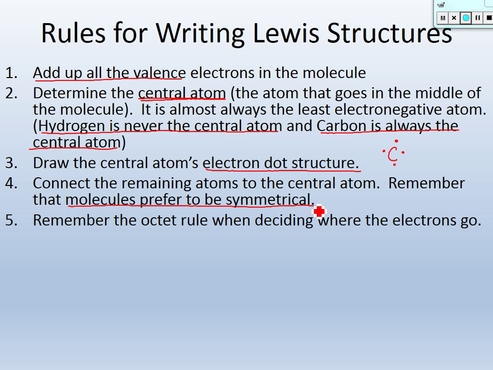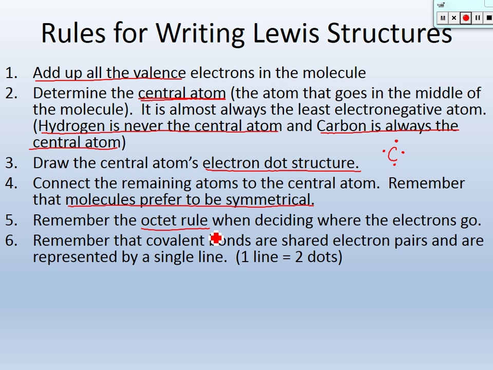Number 5, remember the octet rule. So underline octet rule when deciding where the electrons go. How many do they want? 8. Except for hydrogen and helium, they want 2.